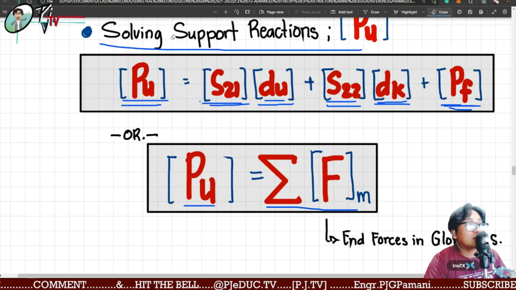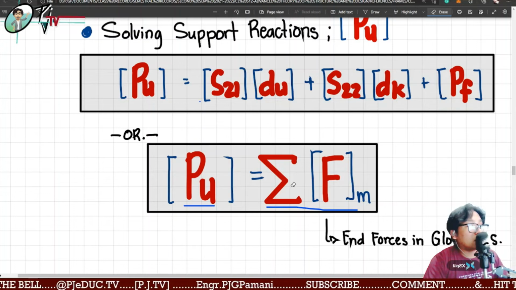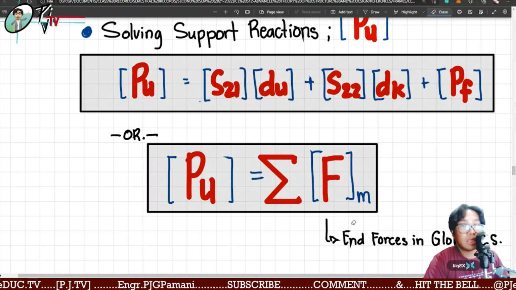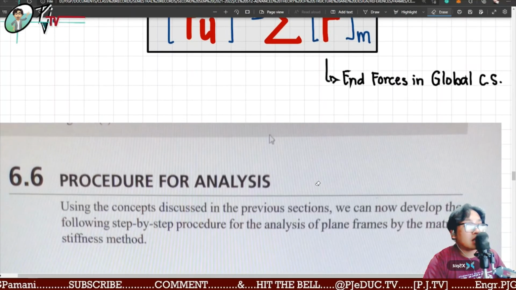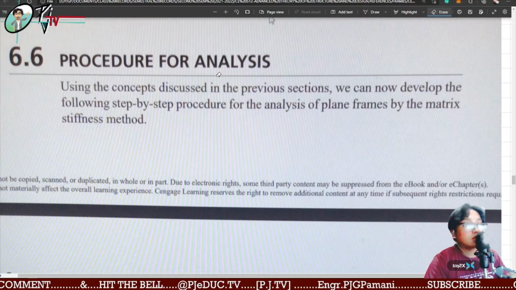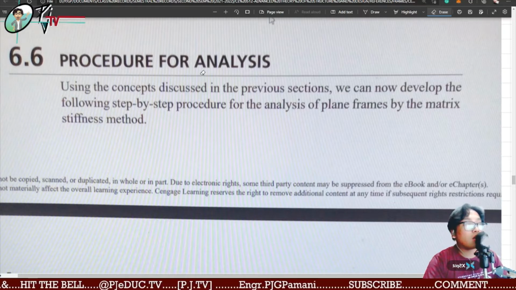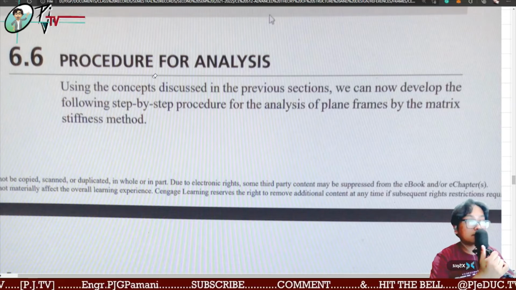Okay. So with this particular material, I'll be sharing this one to you later on in our Google Classroom in a Google Drive link form. On this particular material, you'll be seeing here a procedure manual on how you are going to solve or perform the matrix stiffness method on frames.